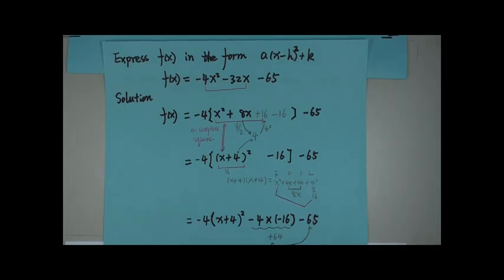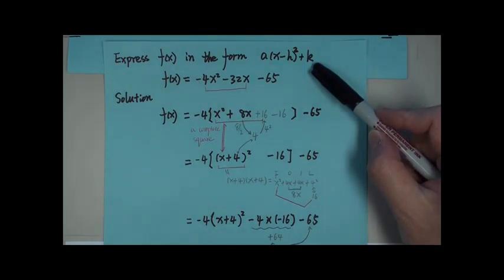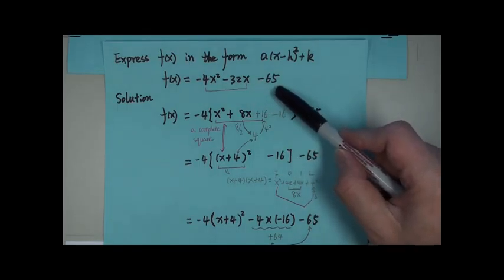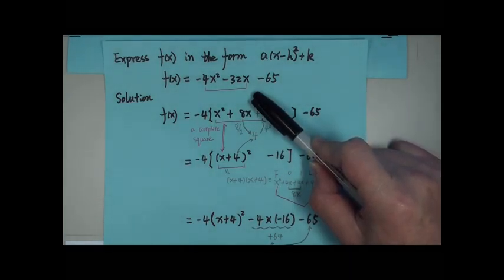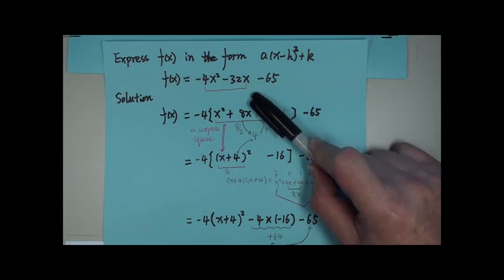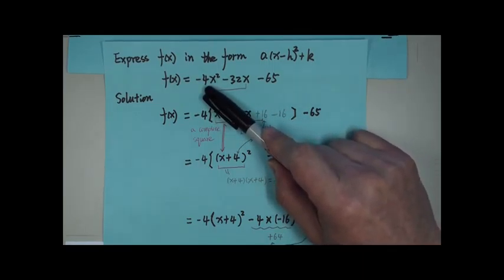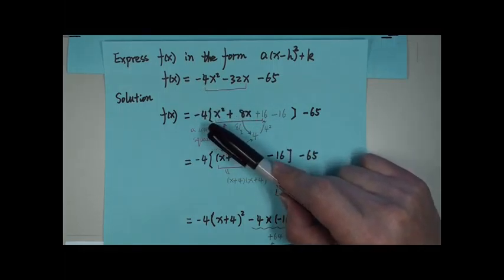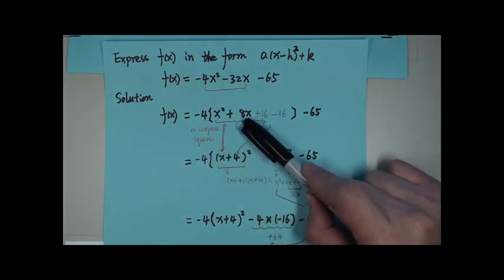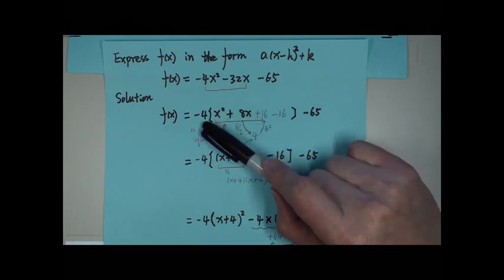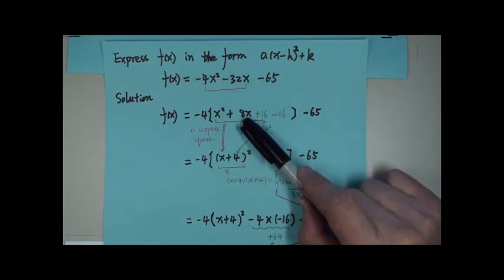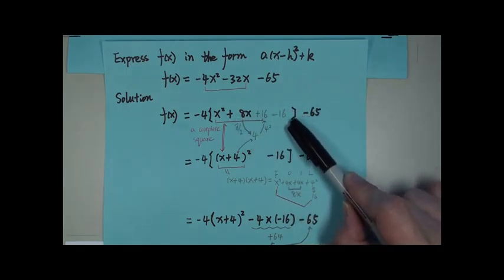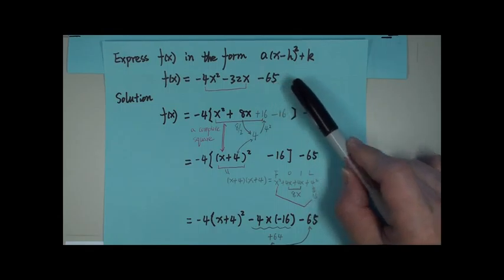Now, since there is a constant here, step one would be to leave this negative 65 alone. We don't handle that. What we like to handle is the first two terms. We can pull negative 4 out. If negative 4 is out, then negative 4 times positive 8 gives negative 32. So if you pull negative 4 out, the first term is just x squared, the second term is positive 8x. Since we didn't do anything with negative 65, we put it here.